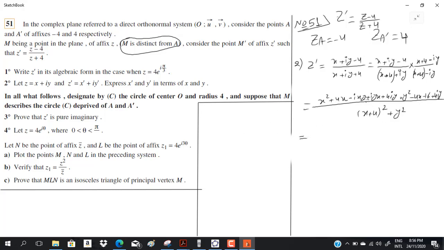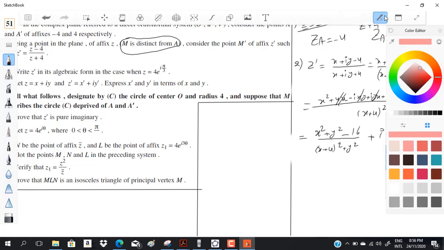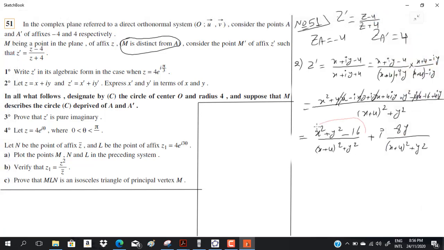So by reducing the similar terms, minus ixy plus ixy vanishes. X squared plus y squared plus 4x minus 4x is 0, and minus 16 over the denominator x plus 4 squared plus y squared. And the imaginary part is 4iy plus 4iy, 8iy over the denominator x plus 4 squared plus y squared. So this is x prime, the real part of z prime, and this is y prime, the imaginary part of z prime. Okay.